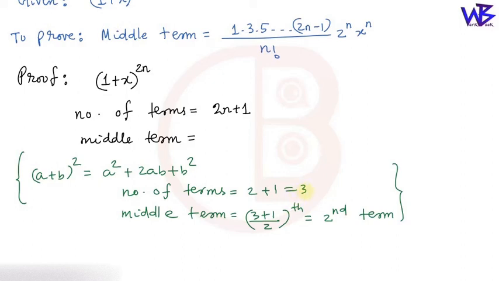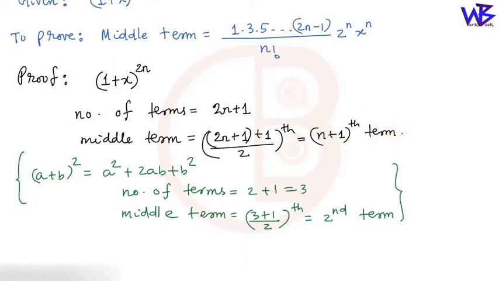So the middle term in case of an odd number of terms will be the (number of terms + 1)/2 th term. So here the middle term in the expansion of (a + b)^2 is the (3 + 1)/2 = 4/2 = second term. So in the expansion of (1 + x)^(2n), we have 2n + 1 terms, which is odd. So the middle term will be the (2n + 1 + 1)/2 th term, which is the (n + 1)th term.